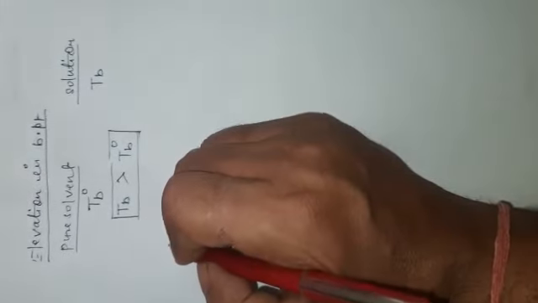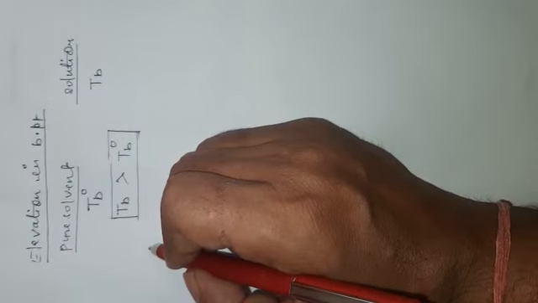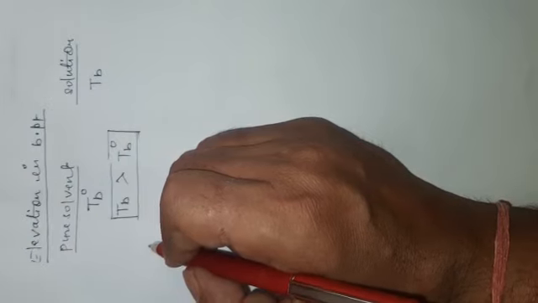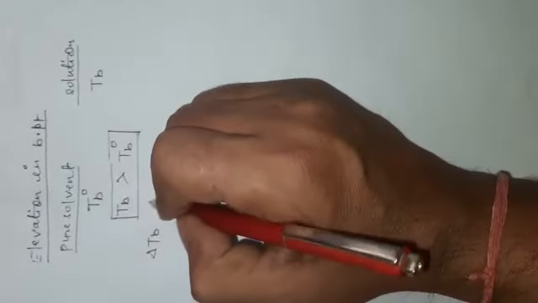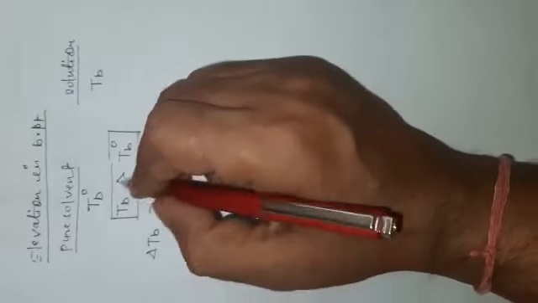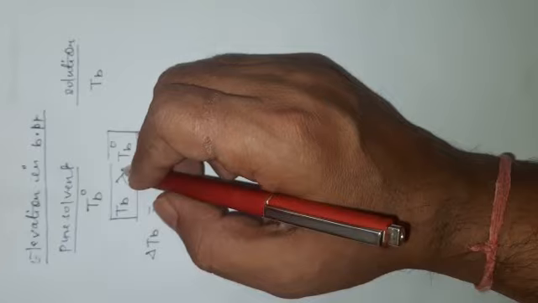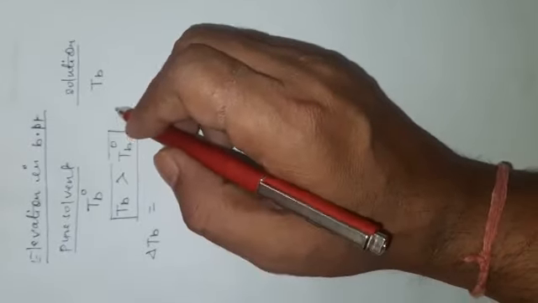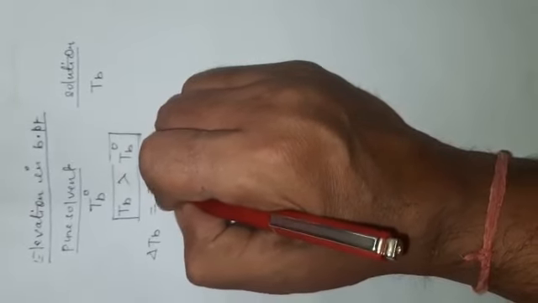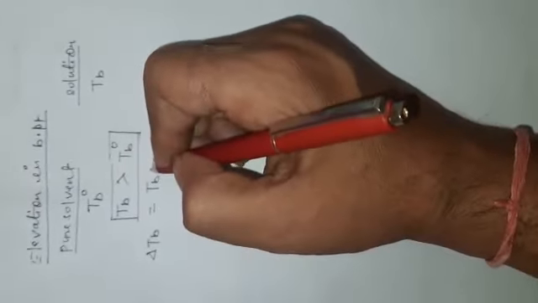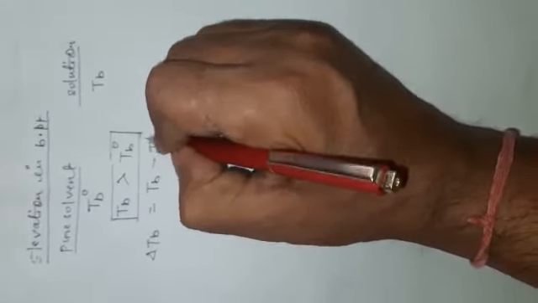Now, elevation in boiling point is denoted by delta TB, and delta TB is the difference between boiling point of solution and boiling point of pure solvent, that is TB minus TB naught.